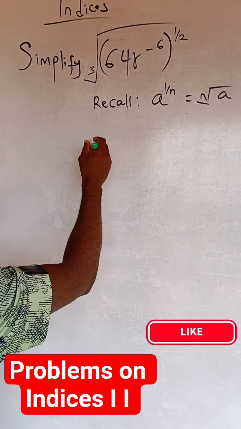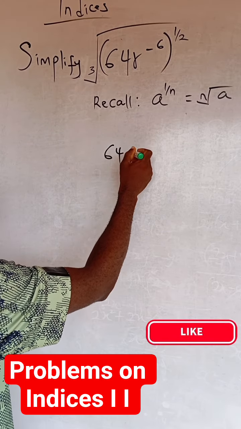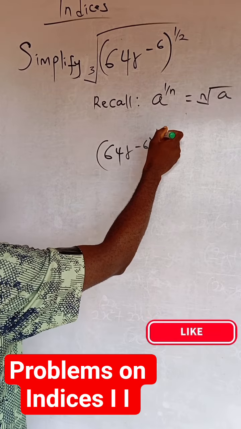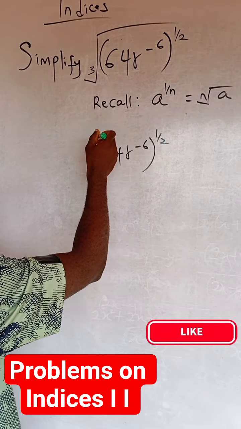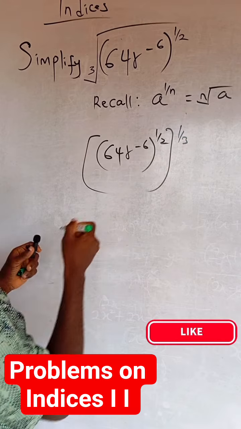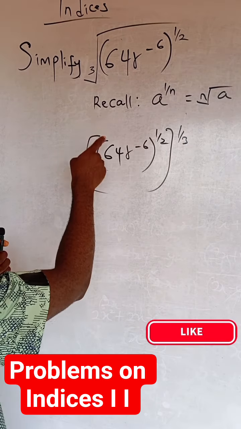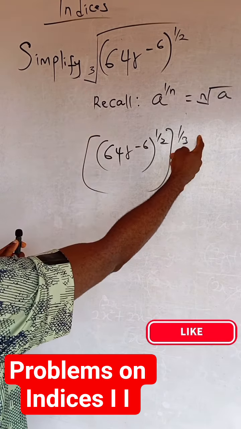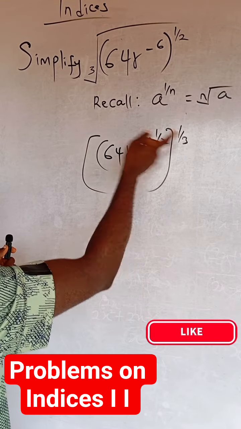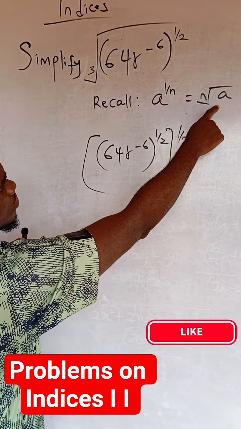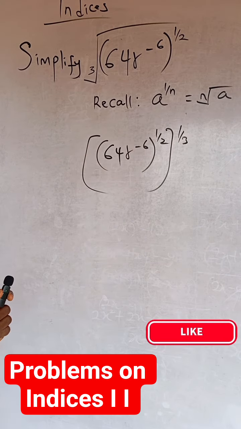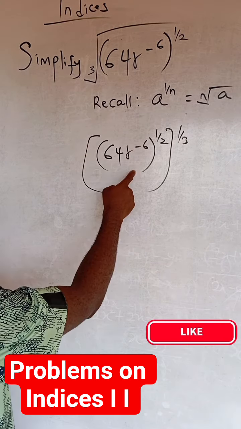That means I can rewrite this as 64 r to the power of minus 6, to the power of 1 over 2, all raised to the power of 1 over 3. Now you can notice that my cube root has changed to all raised to the power of 1 over 3. That means I changed back from the root value to the fractional index. This is a law of indices. So I'm going to work the inside here.